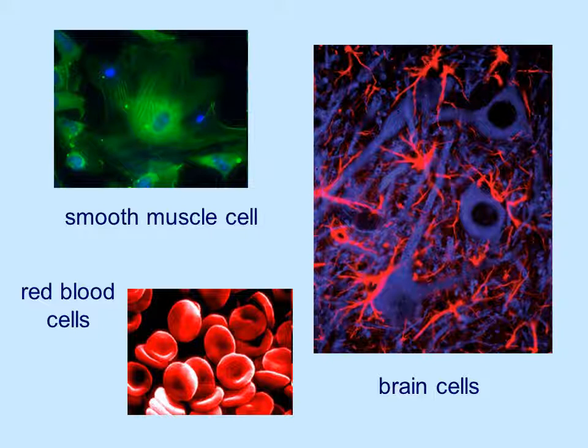Here's some more. Here's a smooth muscle cell, the green one. Down here are some red blood cells that we have floating around in our veins and arteries. And then this interesting little picture is a set of brain cells that we use, I hope, to think about things.